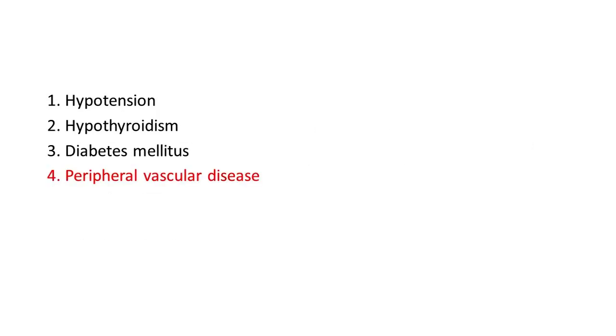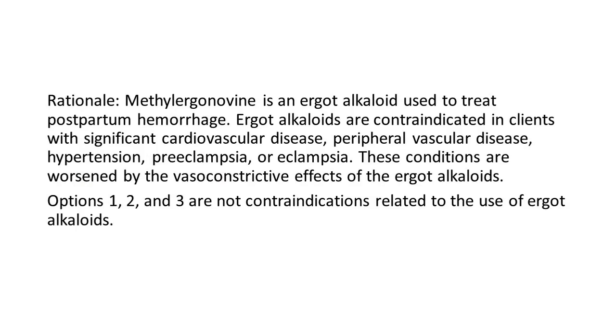Peripheral vascular disease. Rationale: methylergonovine is an ergot alkaloid used to treat postpartum hemorrhage. Ergot alkaloids are contraindicated in clients with significant cardiovascular disease, peripheral vascular disease, hypertension, preeclampsia, or eclampsia. These conditions are worsened by the vasoconstrictive effects of the ergot alkaloids. Options 1, 2, and 3 are not contraindications related to the use of ergot alkaloids.